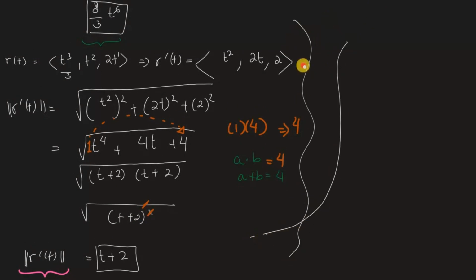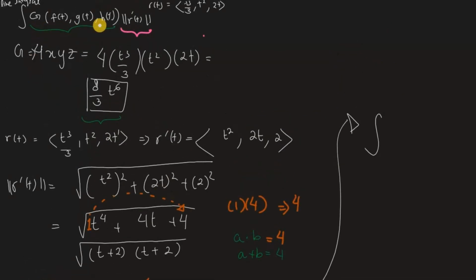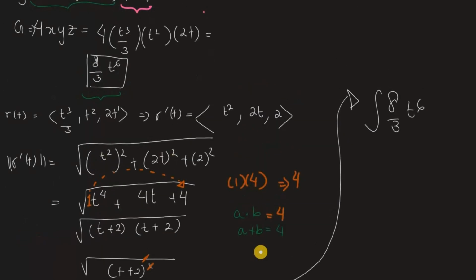Making so much mess over here. Okay, so I'm going to continue the problem over here. The next step is to multiply this times this to find the line integral. So we're finding the line integral here, right? First we're going to take this 8 over 3 t to the power of 6, and then times t plus 2.